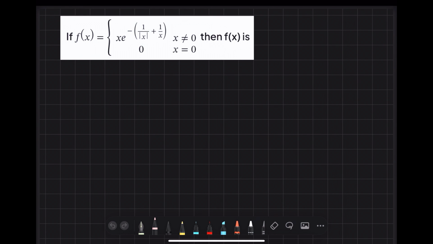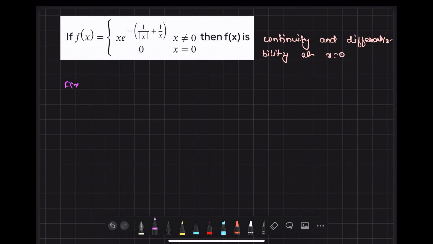So, we got a wholesome new problem which says if f of x is defined from this to this, then f of x is... So, this question is talking about continuity and differentiability at x equals to 0. Okay. So, first we will try to define the function.